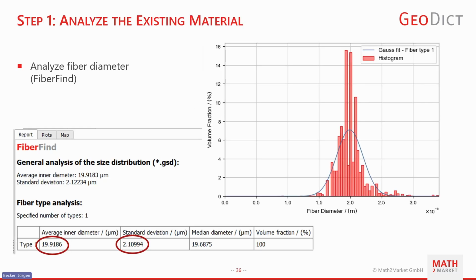To find the necessary input parameters for the models, we can first analyze the existing material further. GeoDict offers many options for this. So, for example, you can use FiberFind to find fiber diameters of the material. And it reports the average found diameter and the standard deviation, and you see a distribution.